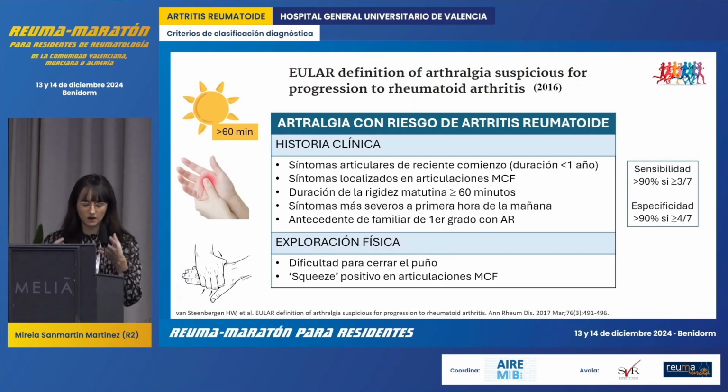And these criteria, or rather these characteristics, include the presence of joint symptoms of recent onset with less than 1 year of progression, symptoms located in the metacarpophalangeal joints, symptoms being more severe in the early morning hours, and morning stiffness lasting more than 1 hour, and the presence of a first-degree family history of rheumatoid arthritis in the patient. In turn, difficulty in making a fist and a positive squeeze test would also be scored.